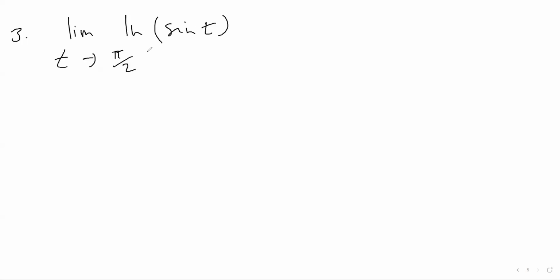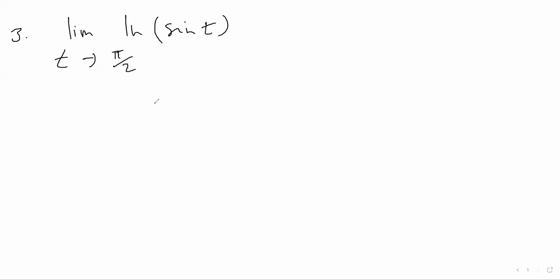Again, is this function continuous in its domain? Yes, it is, because it's a combination of the functions on that list, a log function and a trig function. So it is continuous in its domain. But the question is, is pi over 2 in the domain of this function? To know that, we have to substitute pi over 2 into sine of t first, because sine of t is inside ln. If you substitute pi over 2 into sine of t, you get 1.